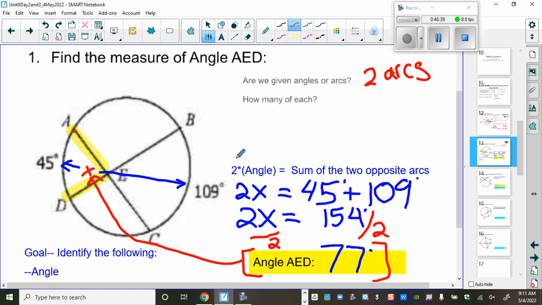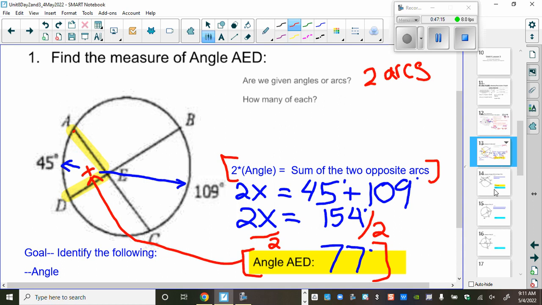Basically, you just follow this rule right here. Whatever your angle is, multiply it, and then subtract your arc values. So that's another way you can do this. Anybody have any questions? So basically, look at your angle, look at your arcs, and then use this relationship.